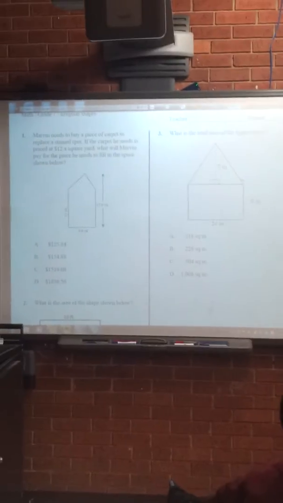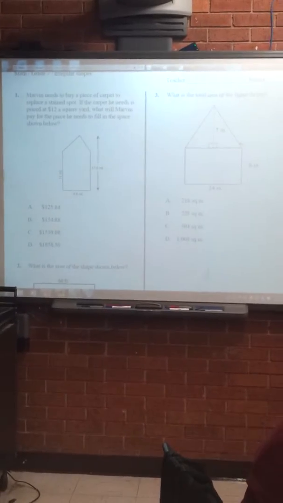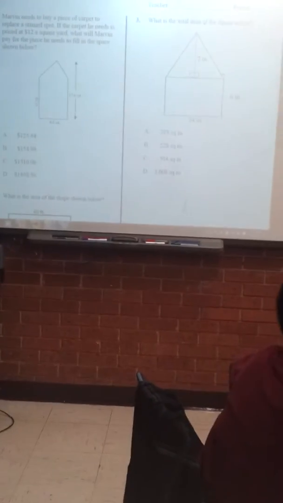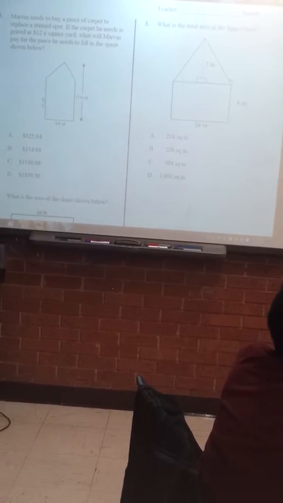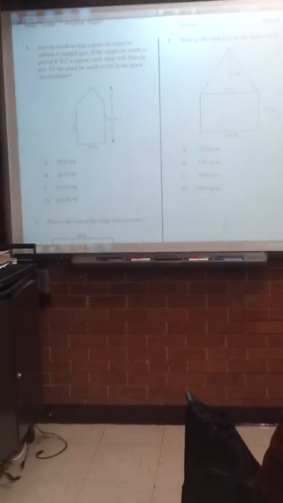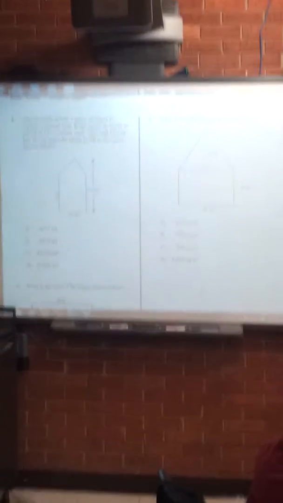Is it a regular shape? No. How many shapes do you see in this shape? Jatavion? 3. He sees 3. I could see 2. So it could be various. So everybody take about a minute, break it apart, come up with the area.